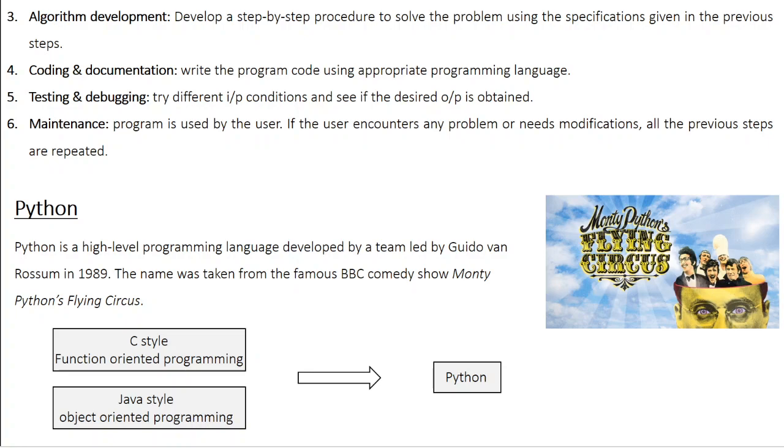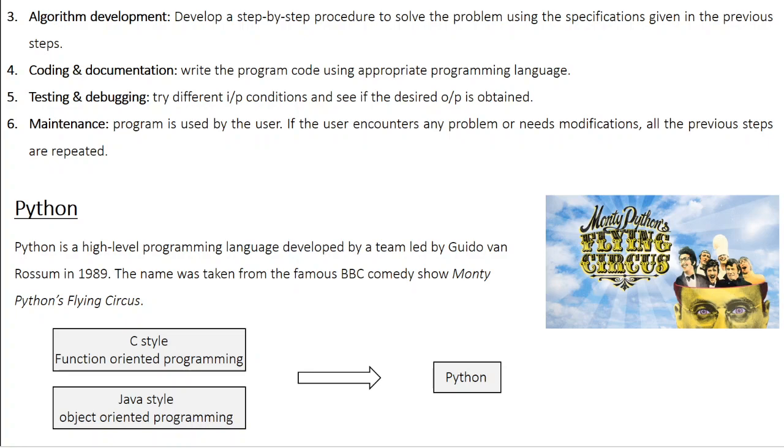Let's now discuss the specifics of the Python programming language. As I said earlier, Python is a high-level programming language developed by a team led by the Dutch computer scientist Guido van Rossum in 1989. In 1990, the beta version was released, and in 1991, the full-fledged version was released to the public.